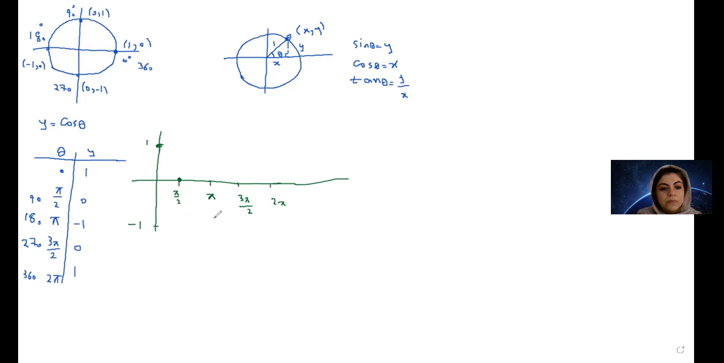1 is here. So this point. 3 pi over 2 is 0. 2 pi is 1. See, when you're graphing this, you have to curve it. This is the maximum. This is your minimum point. Again, this is going to be your maximum, right? You can continue. See, again, this will go to 0 if you continue.